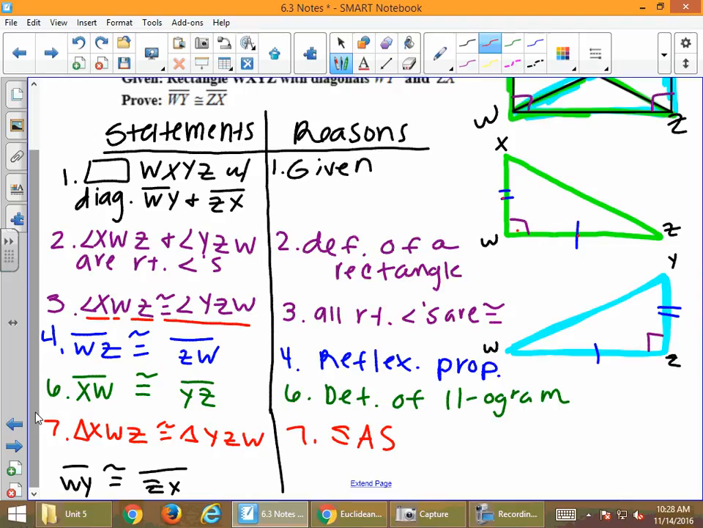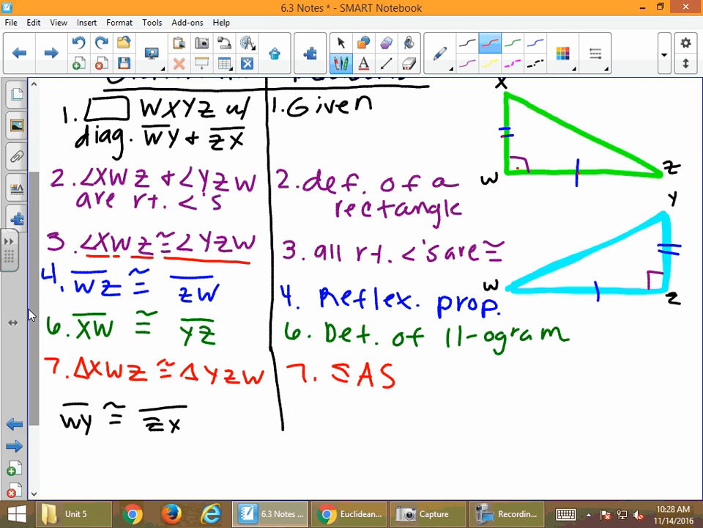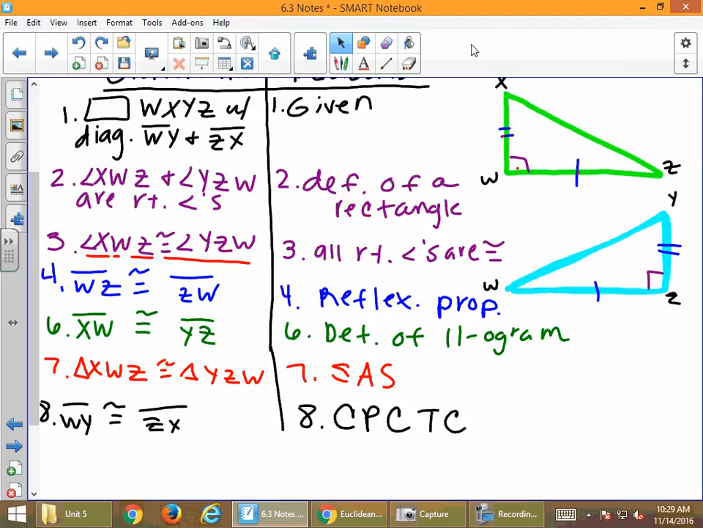Well, once you say that the triangles are congruent, you can prove that their parts are congruent. And what's our reason when we prove the triangles are congruent, then say the parts are congruent? That reason every time is CPCTC, and done.